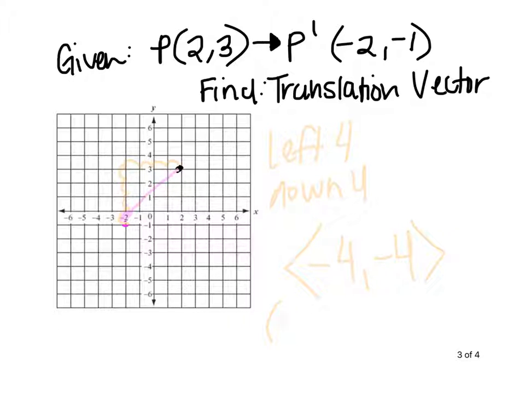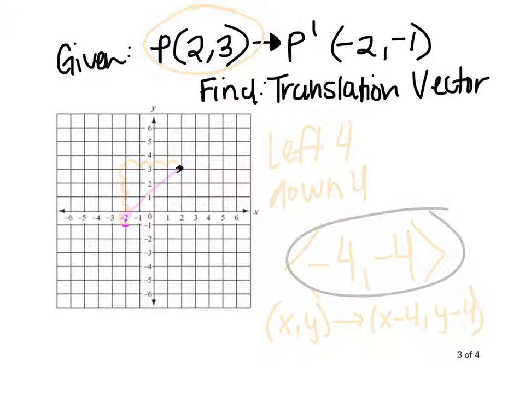We can also write it in function notation. (x, y) goes to (x - 4, y - 4). You can also double check by plugging in your pre-image and adding that vector to your pre-image to see if you get your image, which we do. So this would be our final answer, this -4, -4.